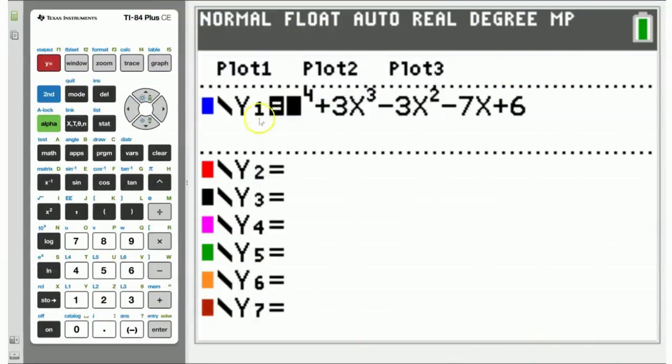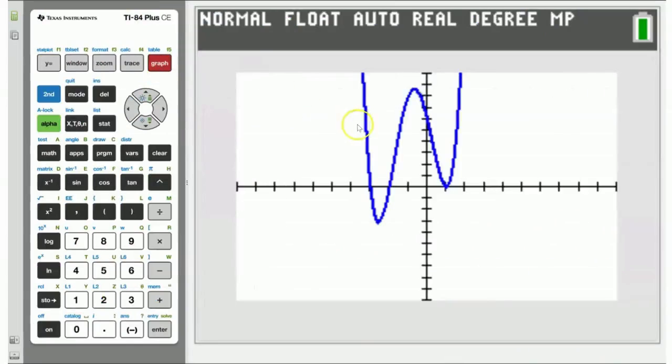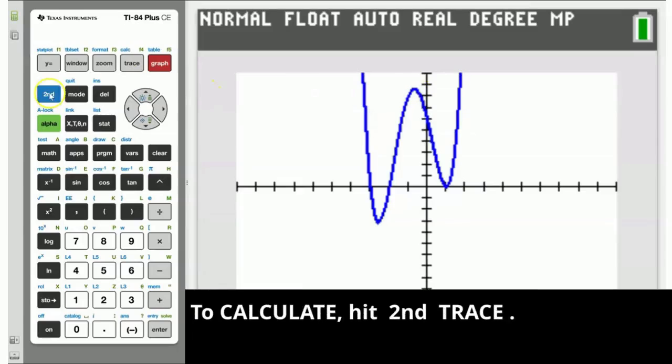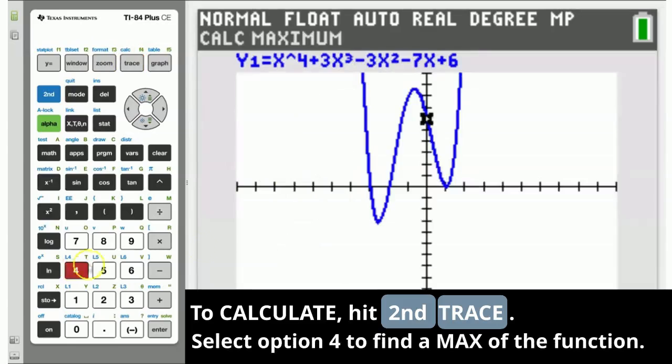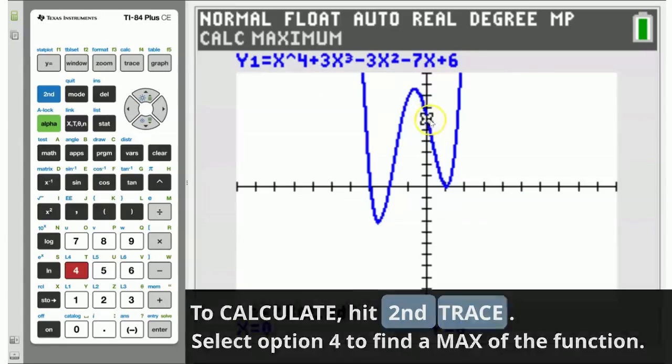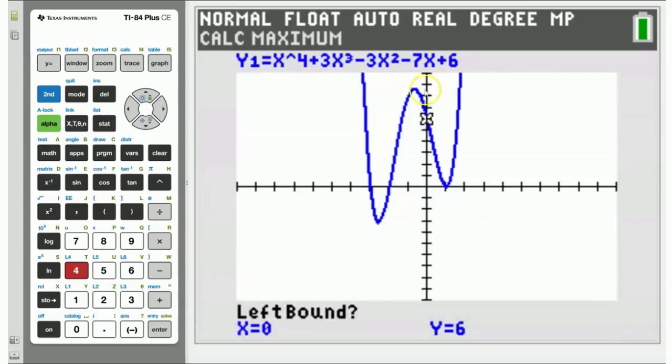All right, back to the calculator. I like to start on the graph page, and we want to find the coordinate for this local max. So in order to do that, again, we're going to hit second trace to get to the calculate feature. This time, since we're finding a maximum, we're going to select option 4. And usually you'll see Mr. Blinky Guy somewhere on the y-axis and where it intersects with the graph.